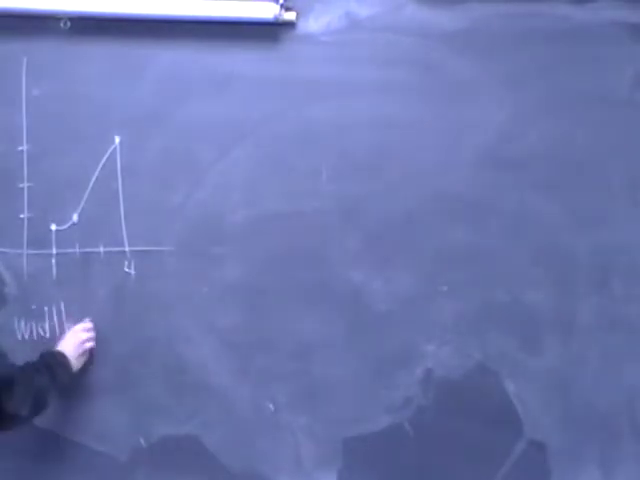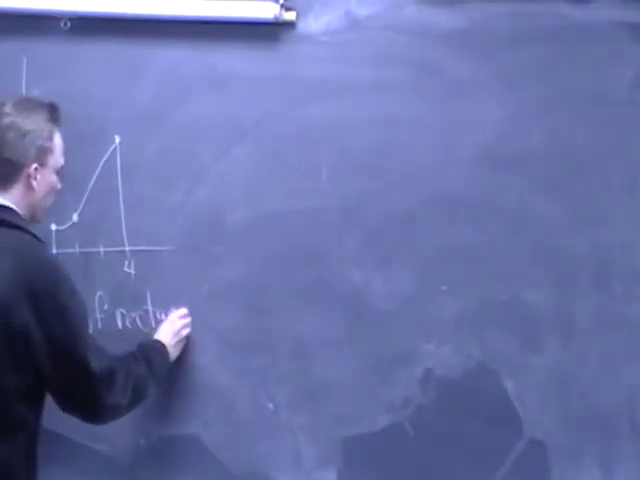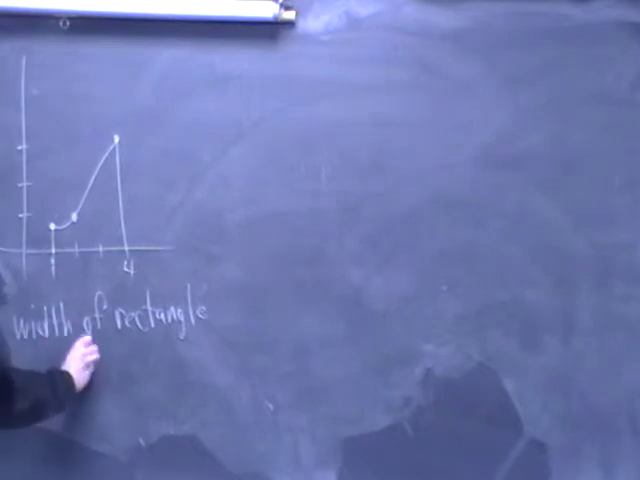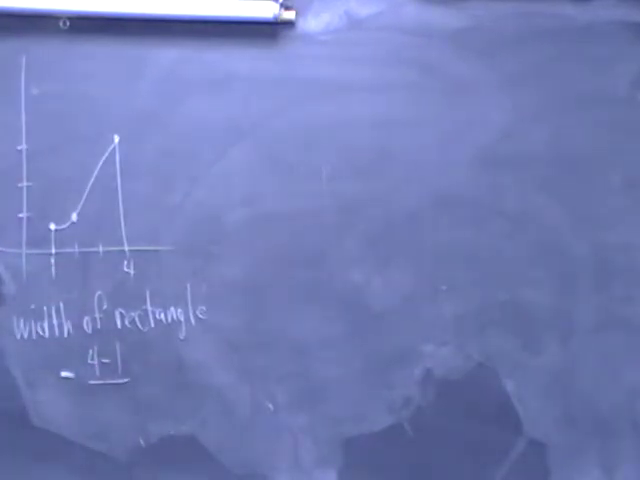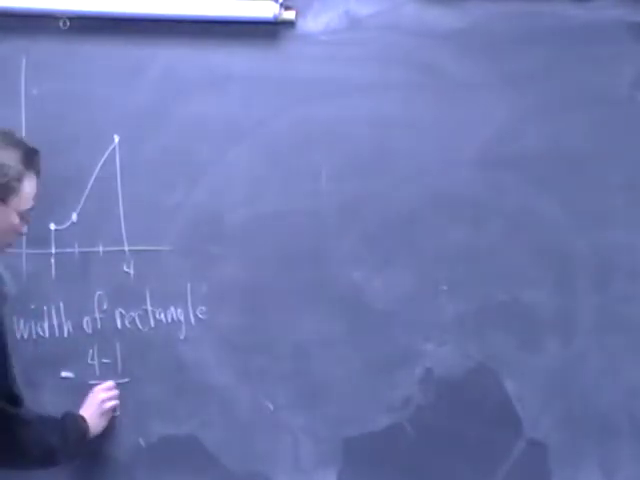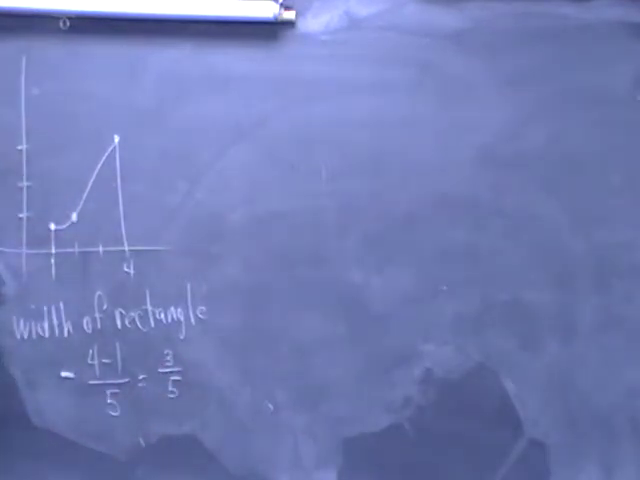All right, so let's figure out how wide each rectangle is going to be. How do we figure that out? It's b minus a, in this case 4 minus 1. That's 3 units. Divvy that up with 5 rectangles, and each rectangle is going to be 3/5 of a unit wide. So we got our width taken care of. The hard part's the heights, because the heights are all different. The width's nice and consistent.